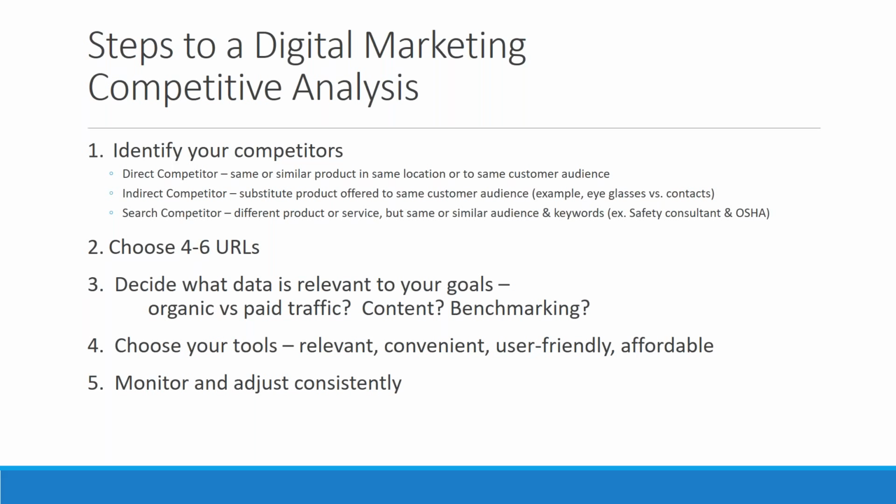So it's important to know and identify your competitors. The second step is, once you know those, identify maybe 4 to 6 competitor URLs that you want to track. Then next, you're going to decide what data is relevant to your goals and what you're trying to accomplish with the competitive analysis. A startup company is probably going to be looking at different information than a company that's been around for a long time and they're looking to gain a larger market share, or they're looking for ideas and areas to grow with a new product line.